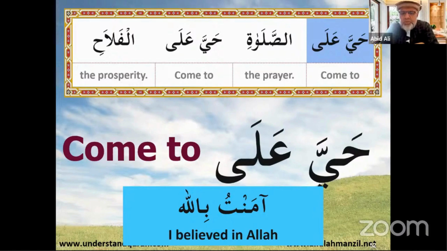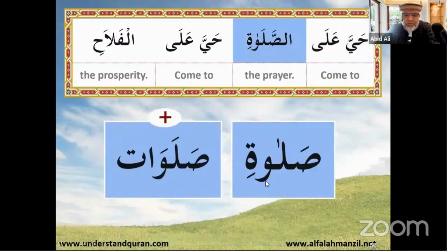The next thing is, after we have praised Allah subhanahu wa ta'ala, after we have taken the shahada, we say hayya ala salah, hayya al falah. Hayya means come, ala means towards. Ala is a preposition, right? So hayya ala salah means come to the prayer, and hayya al falah is come to the prosperity. So hayya ala, come to, for example, amantu billah.